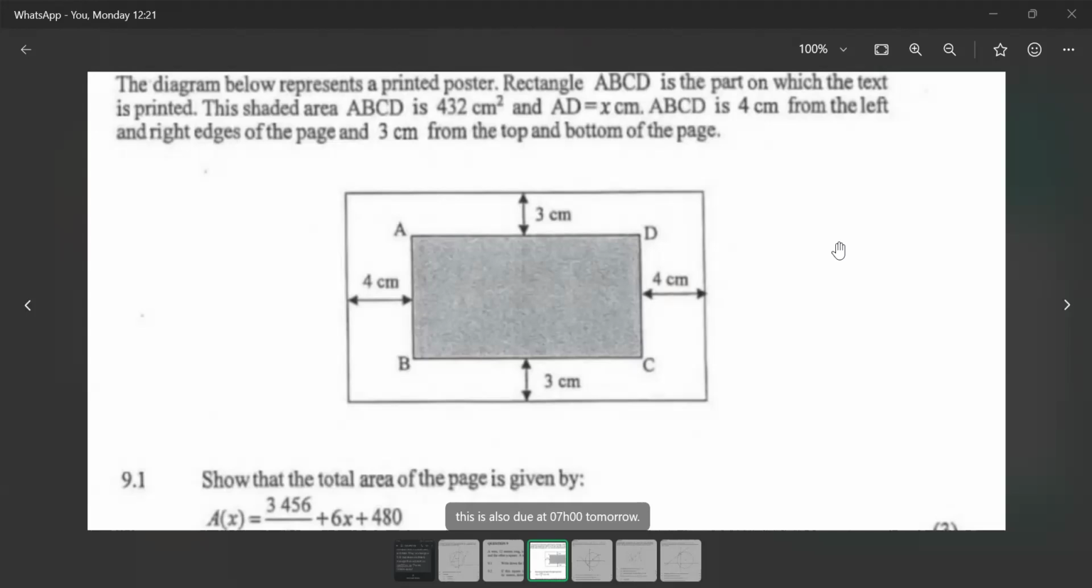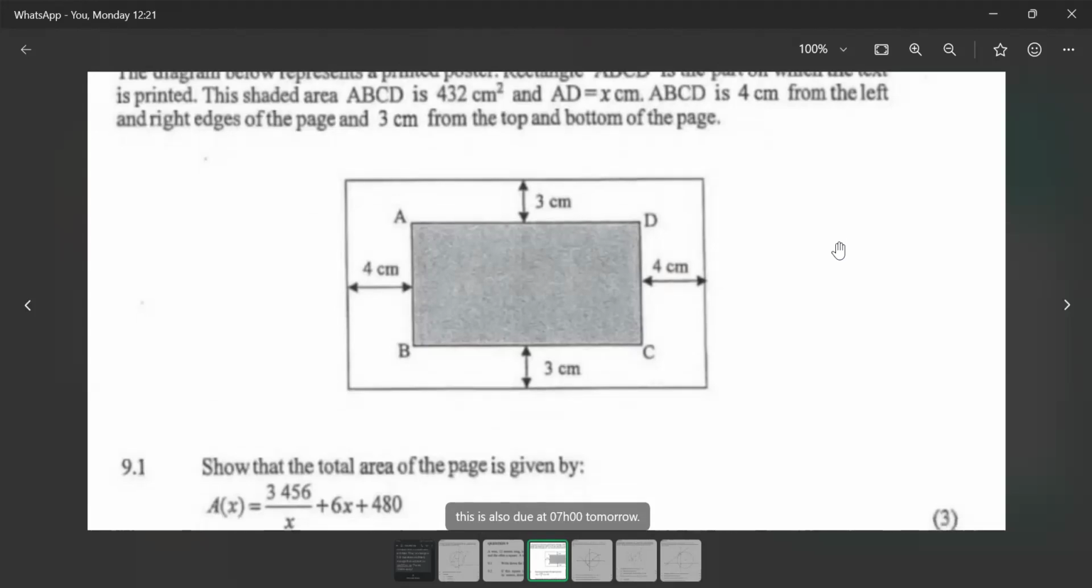bottom of the page. And there's actually another way in which they could have said the last sentence. Well, they could have said the top and bottom margins of the page are each 3 centimeters, and the left and right margins are each 4 centimeters. So you need to know those two languages.